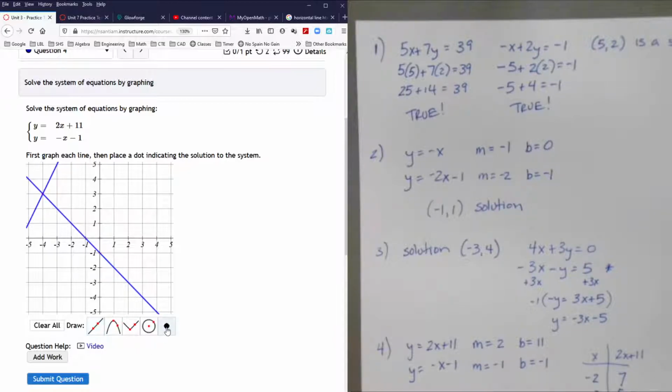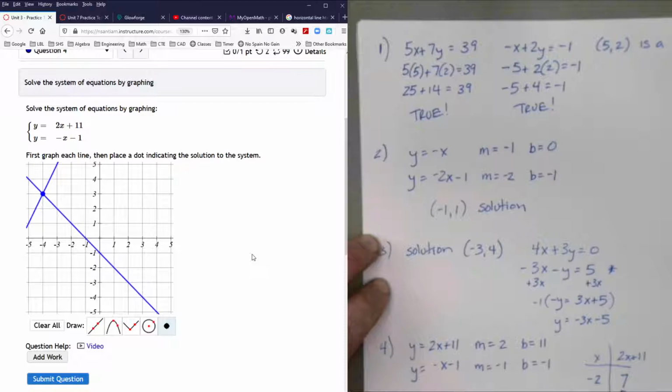And so I can see my solution then, and it's really important that you mark the solution there with a dot. It's going to be there at negative 4, 3. So at negative 4, 3 is my solution.